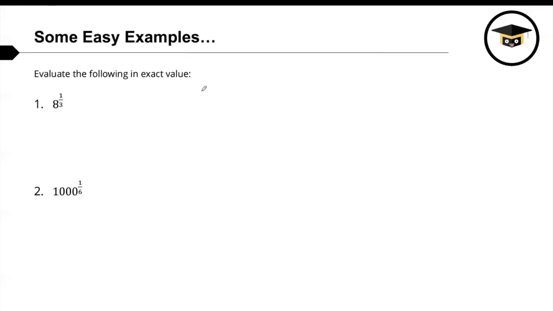Now let's talk about some easy examples. Let's evaluate 8 to the power of 1/3. Now, in terms of writing this out, powering something to the third is going to be cube rooting it, right? So we're trying to find the cube root of 8. Now you can chuck that into your calculator and get an answer of 2. And that makes sense because 2 times 2 times 2, there's 3 of them, is equal to 8.